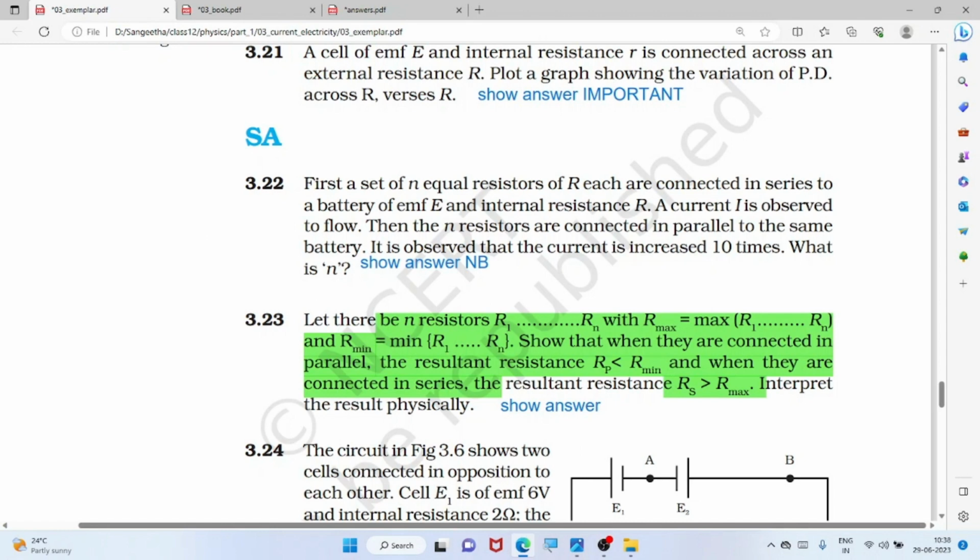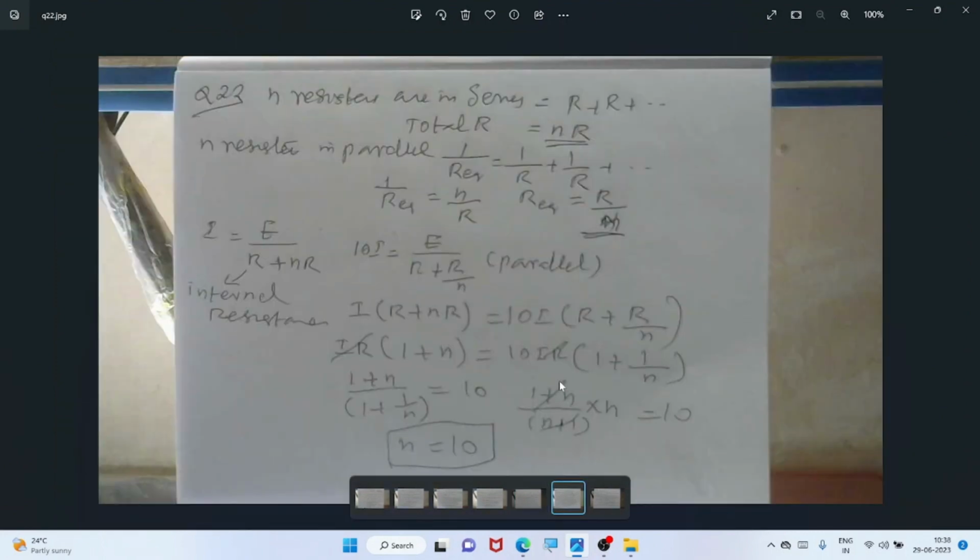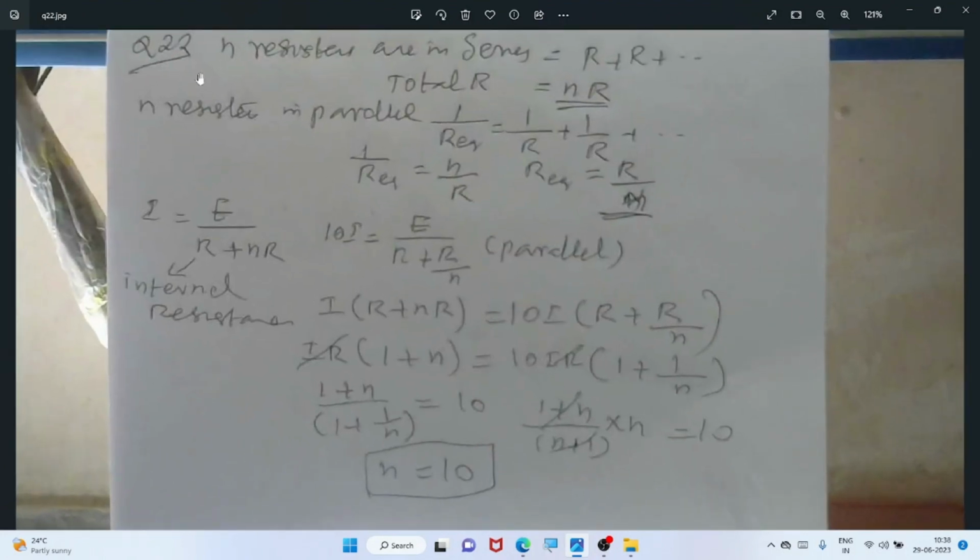3.22. When connected in series, the total resistance is NR. The same resistance R connected in series, N resistances. And connected in parallel, then 1 by R' equal to N by R. So R' equal to R by N.